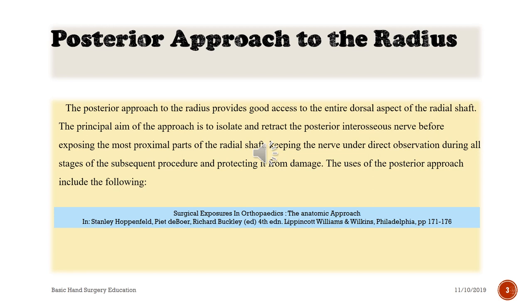The posterior approach to the radius provides good access to the entire dorsal aspect of the radial shaft. The principal aim of the approach is to isolate and retract the posterior interosseous nerve before exposing the most proximal parts of the radial shaft, keeping the nerve under direct observation during all stages of the subsequent procedure, and protecting it from damage. The uses of the posterior approach include the following.